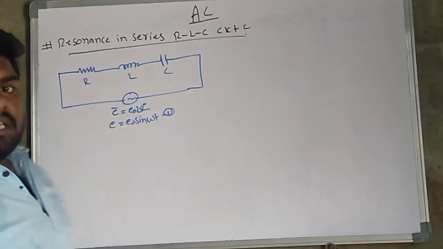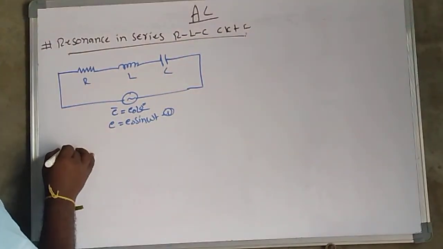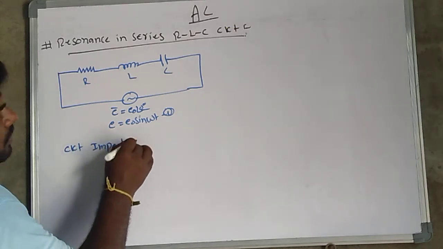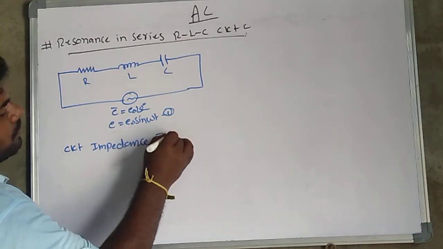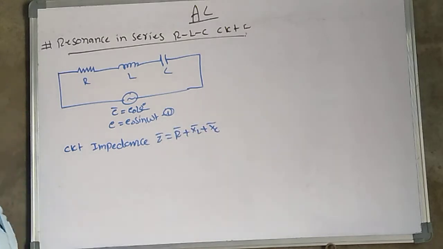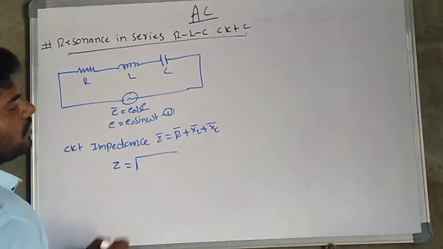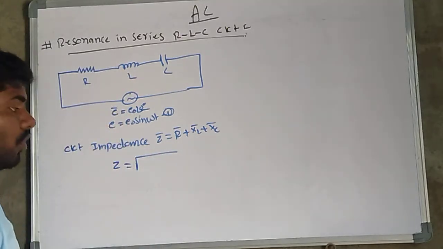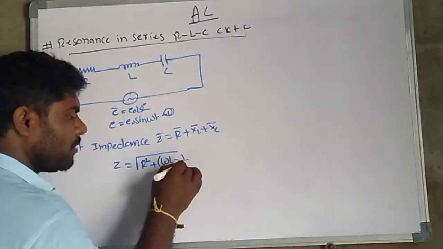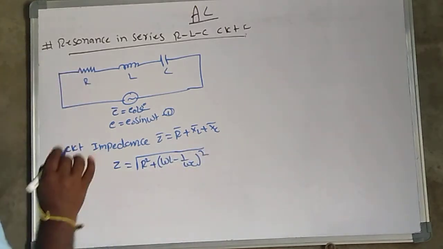In the circuit, the impedance Z bar is equal to R bar plus XL bar plus XC bar. This Z, as we discussed last class, if the inductor value is more, is equal to the square root of R square plus the square of omega L minus 1 by omega C.